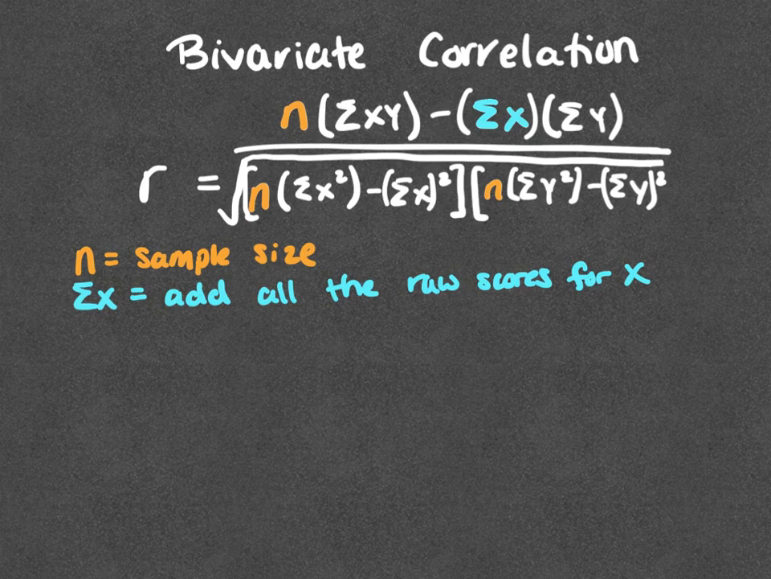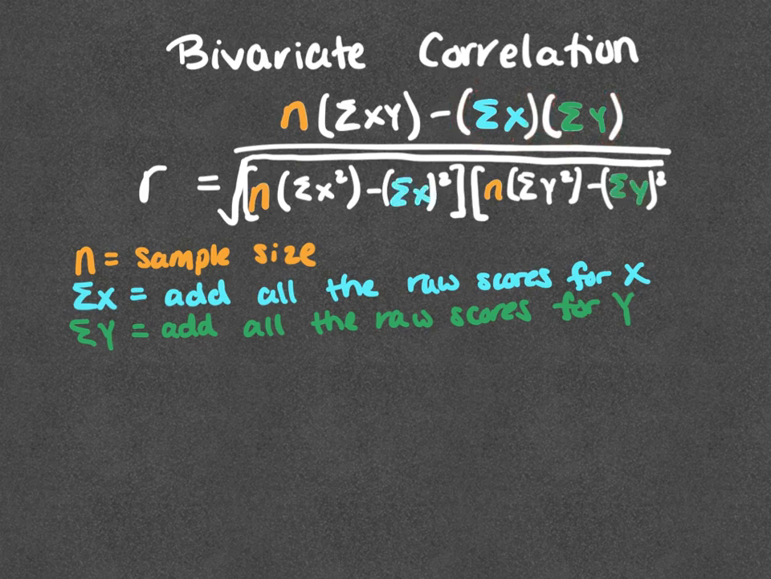So what I'm supposed to do for sum of x is simply add all the raw scores for one of the variables. Next to that, I see sum of y, which is the same idea, but for the other variable. I'm just going to add all the raw scores for the second variable, which we call y. You might also notice that the sum of x and the sum of y are next to each other in brackets. That means after I find those two, I will be multiplying them. I also notice here that the sum of x appears on the bottom of the formula, as does the sum of y. So both the sum of x and the sum of y will be put into the formula twice.